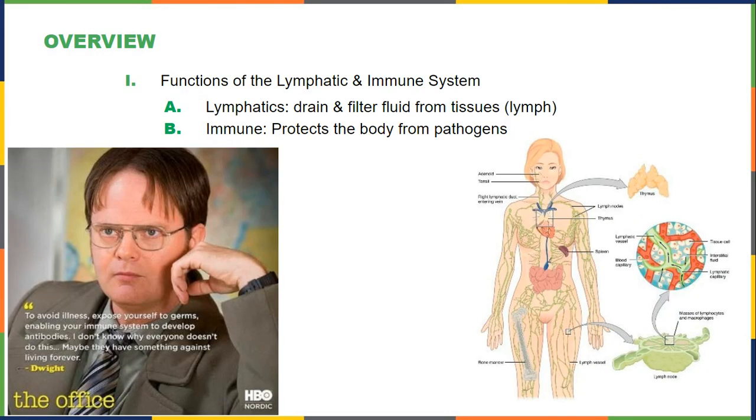All right, so overview of the lymphatic and immune system. Basically, these are two systems that work so closely together that we consider them to be one system. So, the lymphatic system is just all of the vessels and organs that are used to drain and filter fluid from your tissues. Basically, they're going to take interstitial fluid from your tissues and absorb it into some capillaries and then move that through your body, transport it, filter it, and then drain it back into your blood.